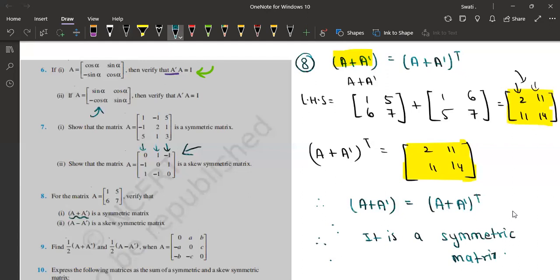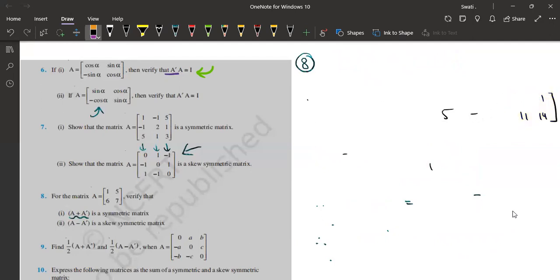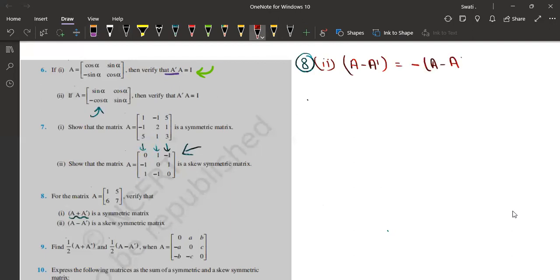All right, so this is a symmetric matrix, and next we have to prove A minus A transpose is a skew symmetric matrix. Again, please take a screenshot of this. I'll erase this and I'll start with the second question of the 8th one. So, yes. Now again, this is a proof question, so we will start with the LHS only. And let's get started. So in the second one, we need to prove that A minus A transpose is a skew symmetric matrix. What is the meaning of this? It means A minus A transpose should be equal to negative of A minus A transpose. That is the meaning, right?